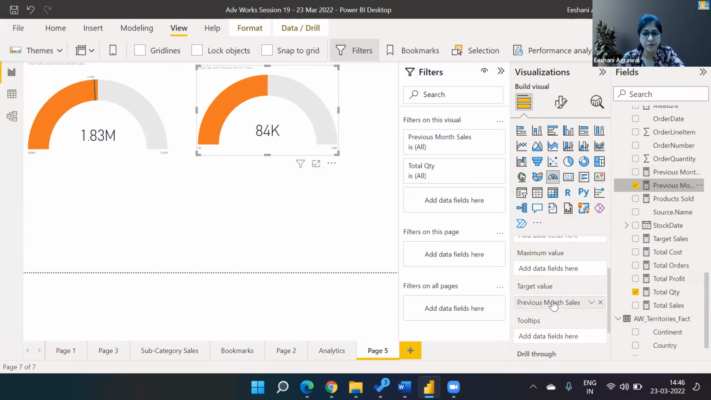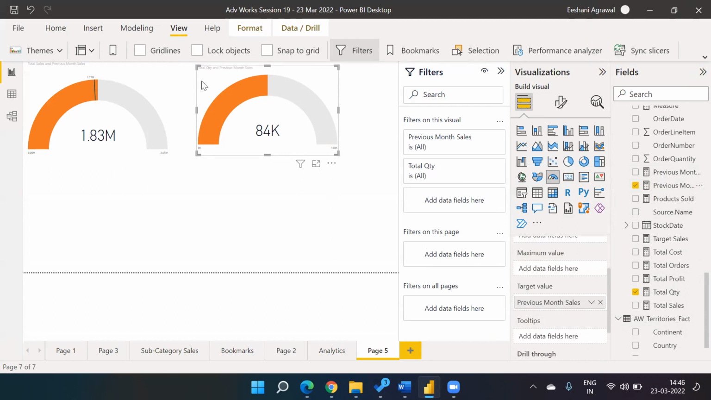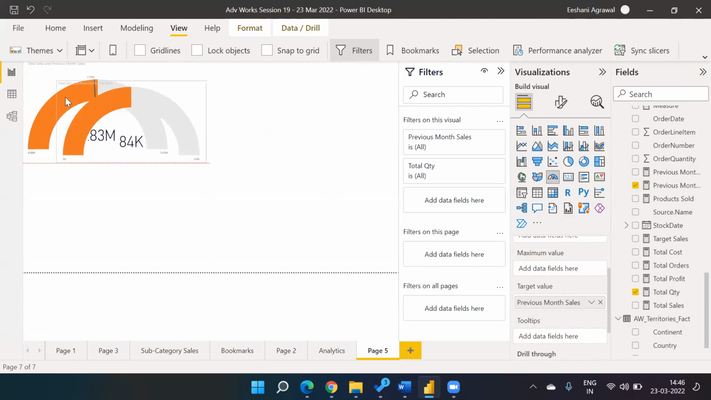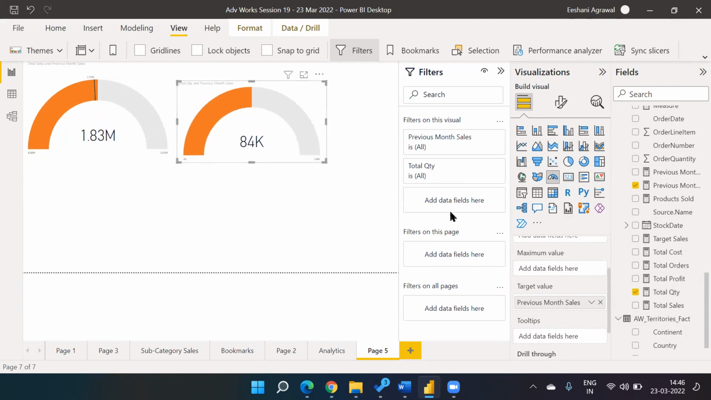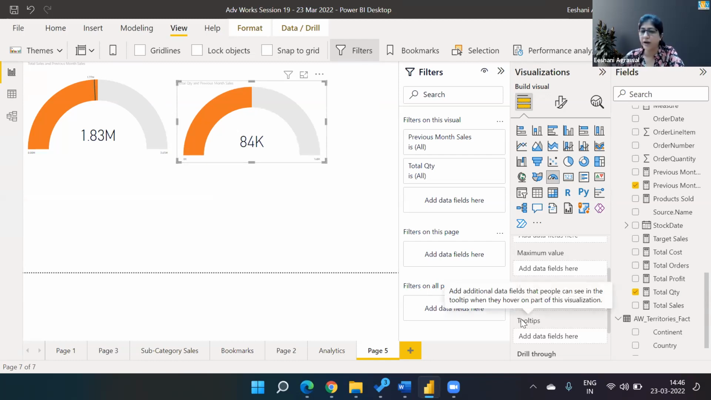So far, so good. Yes. Everyone done till this part? No, Ishani, I have not done. Can you please wait? I'm waiting. So first we have put target value as previous month quantity, which is a field we have already calculated when we were making the KPIs.